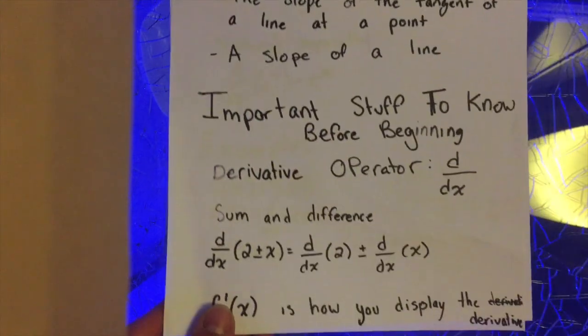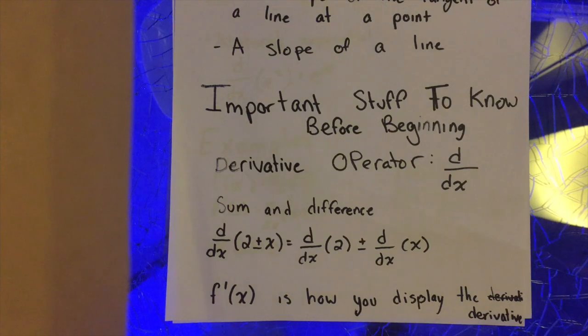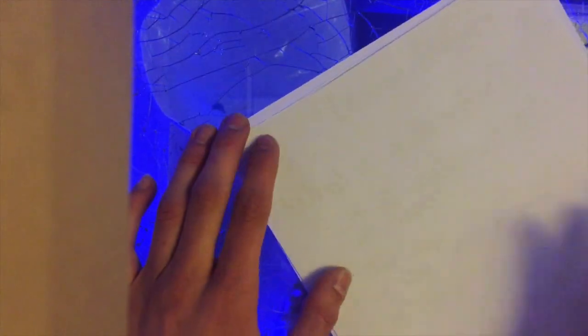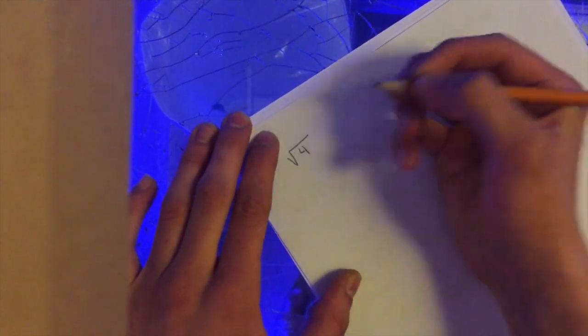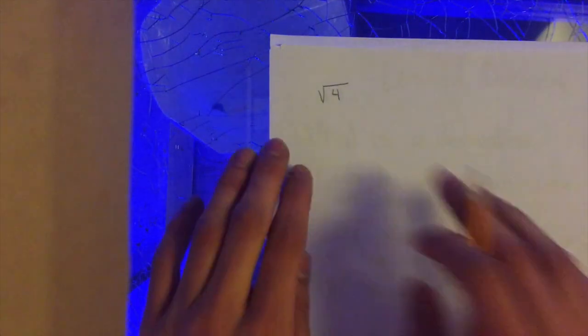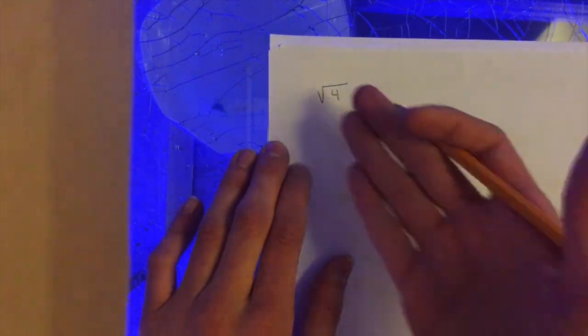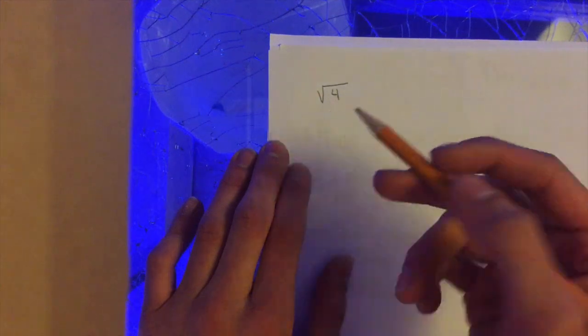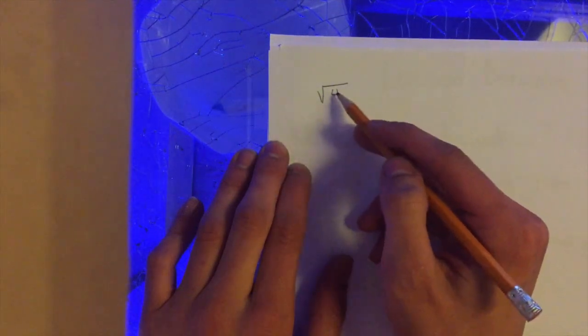So we need to know some important stuff before we actually begin. Some of the important stuff that we need to know is the derivative operator. The derivative operator is d over dx. Now, that might sound a little bit complicated, but you've seen operators all around, actually. Quite a famous example of an operator is the square root sign. When you see the square root sign, you know what you have to do. You have to find the square root of whatever number's at the bottom.